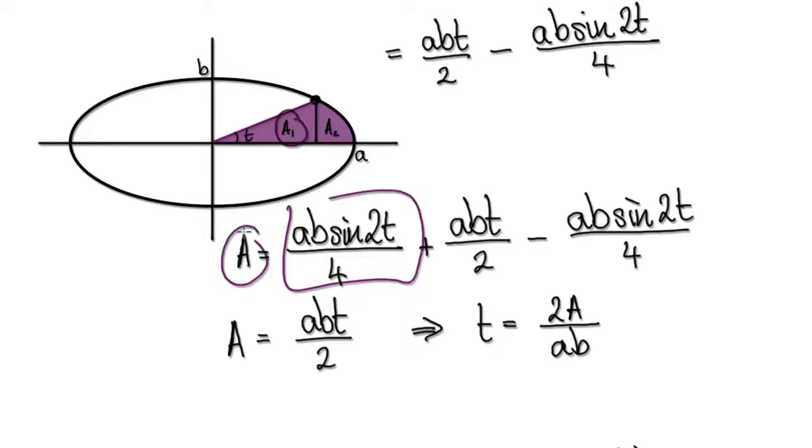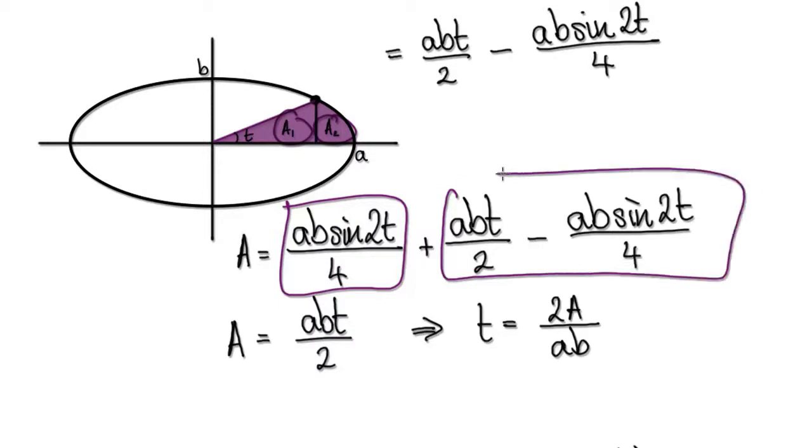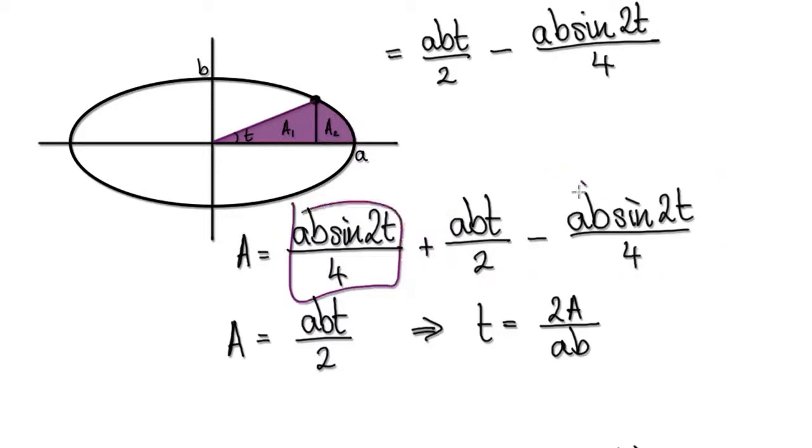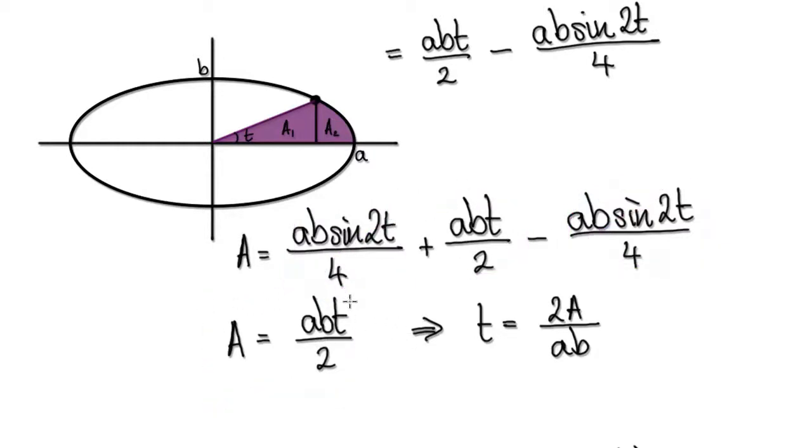So the whole area here is given by A1 plus A2. Well, A1 equals this, A2 equals this, and this is exactly the same as this. So these two will cancel each other out, leaving you with this. So that means T equals this thing here.